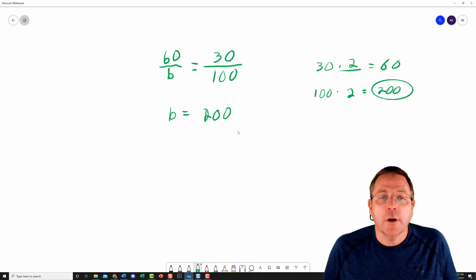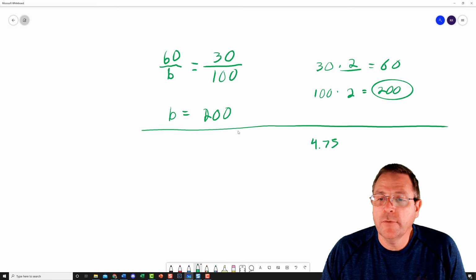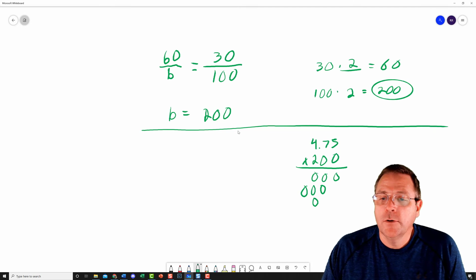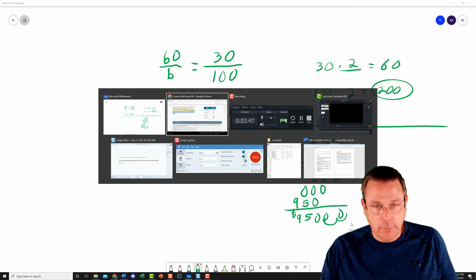So to do that, we're going to go back to our work page here. I got $4.75 times 200. Of course, you multiply your zeros, and that's just going to give me a couple rows of zeros that are offset from each other. And now 2 times 5 is 10, 2 times 7 is 14, plus 1 is 15, 2 times 4 is 8, plus 1 is 9. Add those up: 0, 0, 0, 5, 9. So your answer is going to be $950.